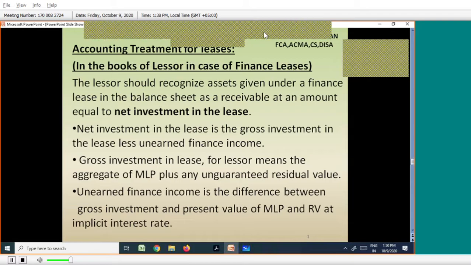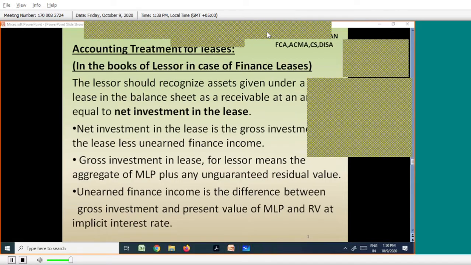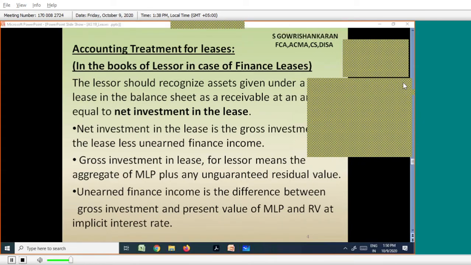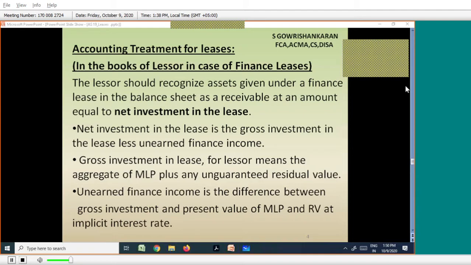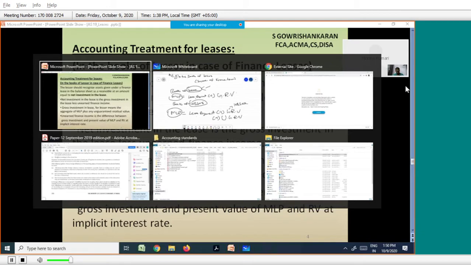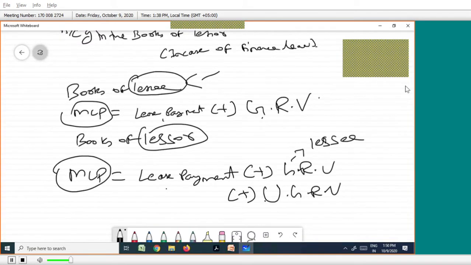Someone is asking whether expected residual value includes unguaranteed residual value. Yes, that is what expected residual value means. Total residual value includes two parts: one is guaranteed residual value and the other is unguaranteed residual value. While solving the problem, we will discuss that. So I will write the formula here for your better understanding.